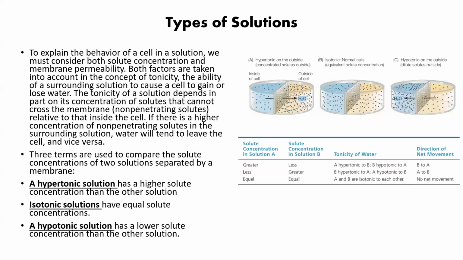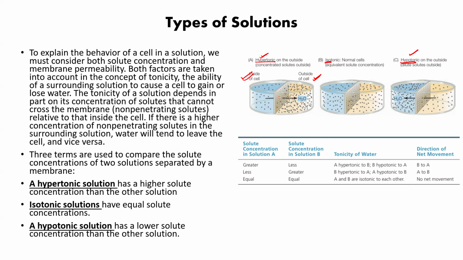Now, to see the response of cells, first of all understand the types of solutions. Let us assume this is the condition inside the cell and this is outside the cell. So you are finding that outside the cell the concentration of solute is high. If the concentration of solute is high, you will say it is hypertonic. Tonicity means solute concentration. If solute concentration is high, you will say hypertonic. If solute concentration is low, you will say hypotonic. If solute concentration is equal, you will say isotonic.